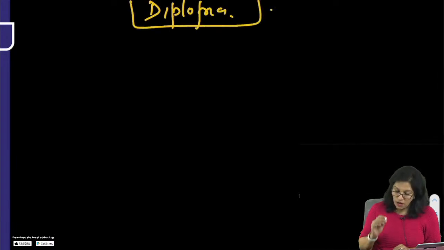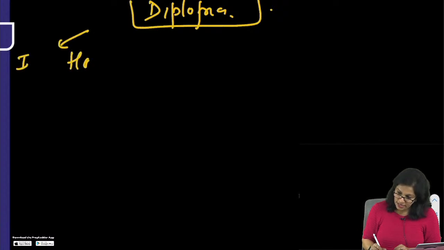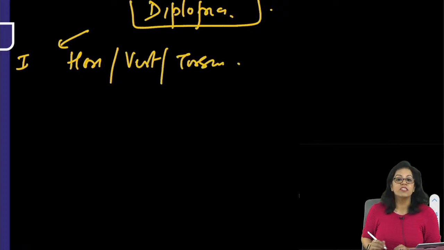Diplopia, just like astigmatism which you read earlier, just remember this. What are the questions they have asked you on diplopia? One way of classifying diplopia is it can be horizontal, vertical or torsional. That is one way. What is the second way?